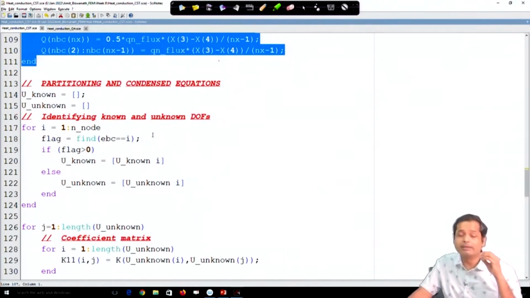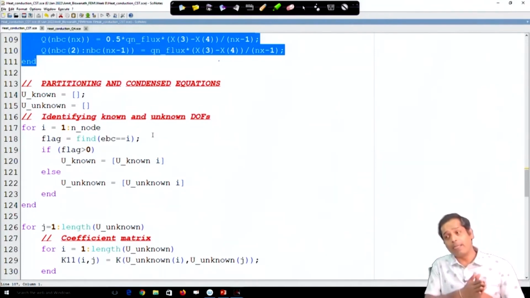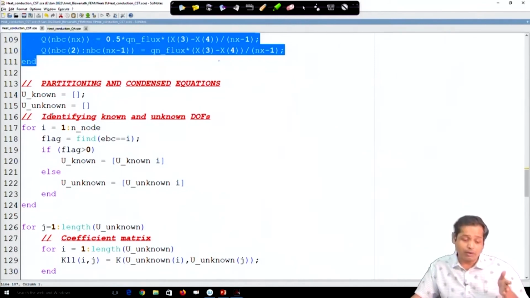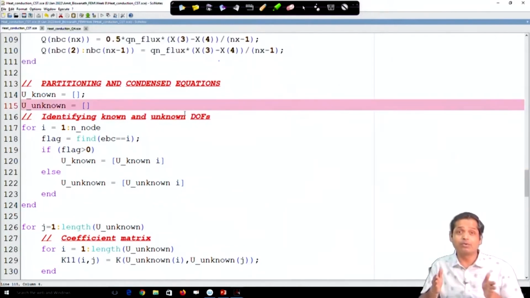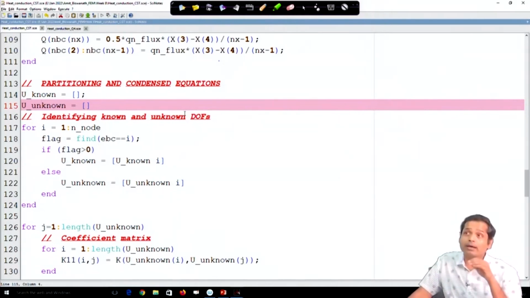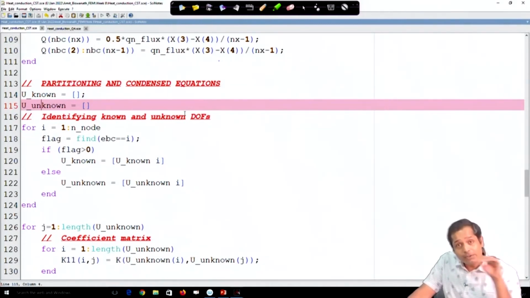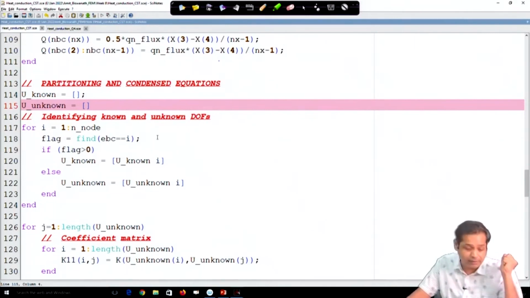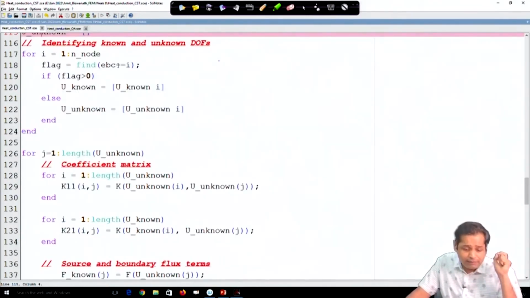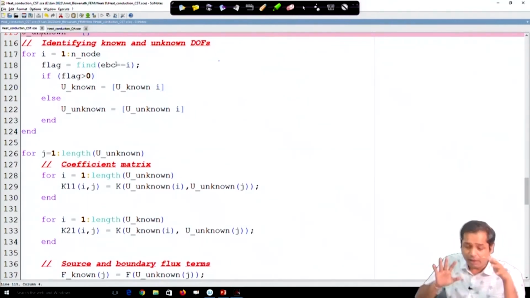So U known is the set of nodes over which the primary variables are known, and U unknown is the set of nodes over which the primary variables are not known. And EBC gives you the set of nodes where the essential boundary conditions are specified. So it will identify all the entries in EBC and then store those particular nodes accordingly.